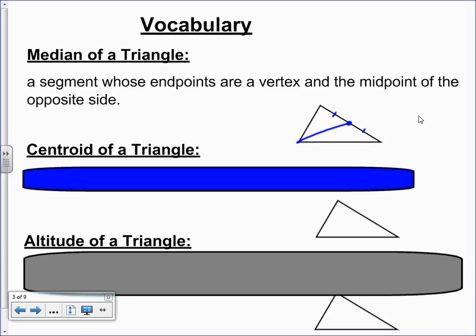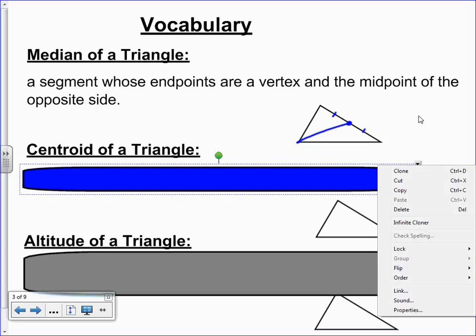All right, and it's a little bit different than an angle bisector. It's not going to necessarily bisect the angle. It's not going to be necessarily a perpendicular bisector. It could, depending on the triangle, but it goes from the midpoint of one side to the vertex of another. So there's a picture.